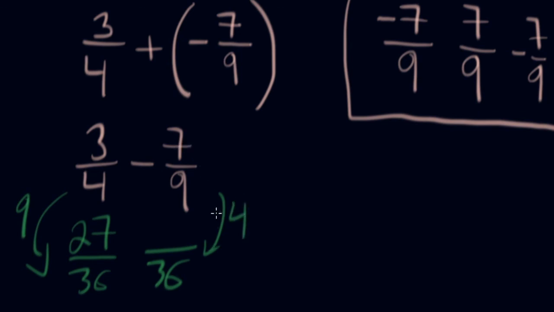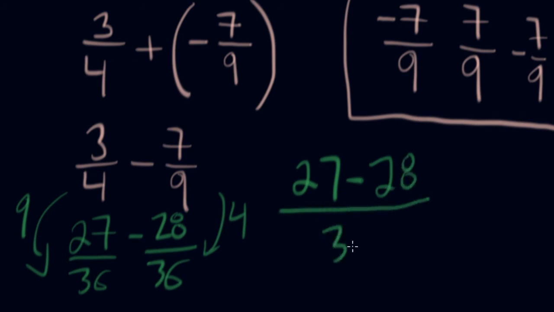So negative 7 times 4 is like this. Now, on the top, we get this. 27 minus 28 all over 36. What's 27 minus 28? Well, remember the snow piles. That would give you like an opposite 1, so again, negative 1 over 36. And there you go.